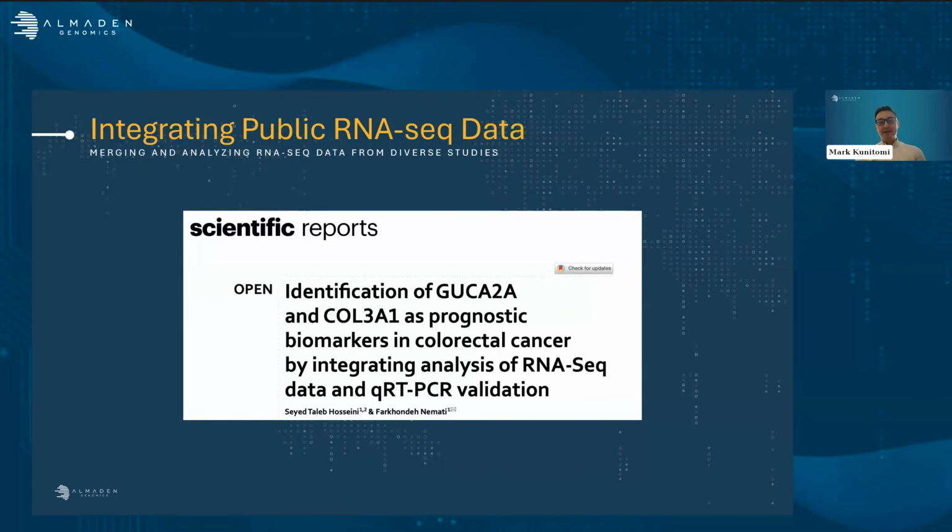Today we're going to be taking a look at a paper that came out in Scientific Reports. One of the really cool things about this paper, at least to me, is that they didn't do any of the RNA sequencing in-house. They were able to leverage publicly available data sets, integrate them together, and analyze them in order to look for prognostic biomarkers. Once they found a list of candidates, they followed those up through qRT-PCR validation and found at least a couple of genes that they think of as being good prognostic biomarkers.